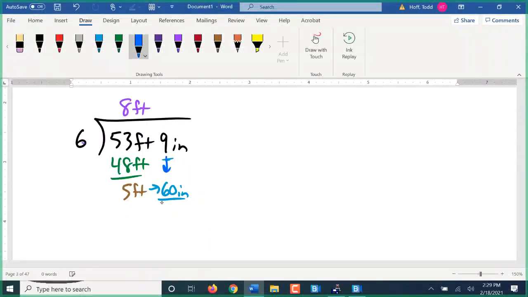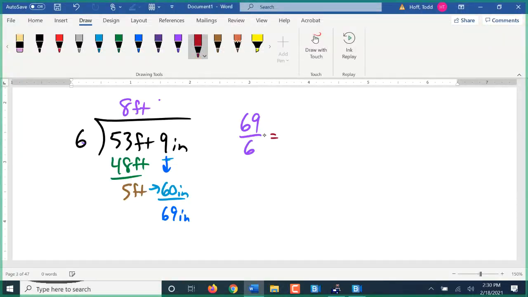I'll bring down my 9 inches. I now have 69 inches. I go to divide here. 69 divided by 6 is 11 with some left over. So what I want to do here is, since there's no other next unit to go to, I want to write this as a fractional amount of inches. The easiest way to do that is write this as 69 over 6 and then reduce the fraction.